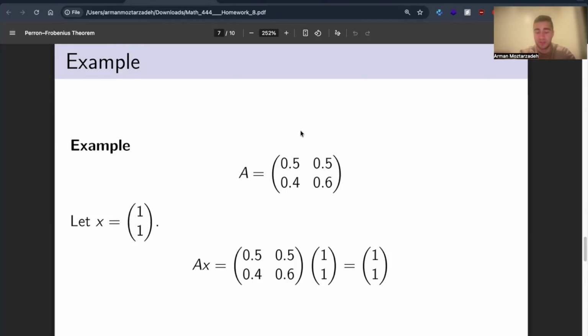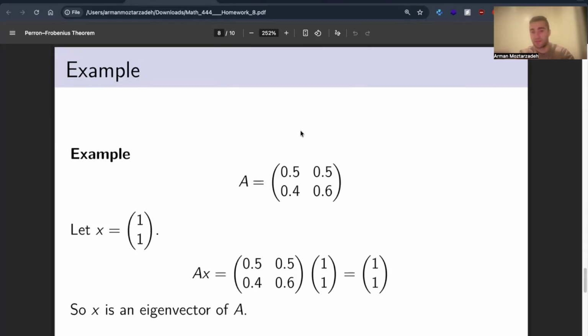In this case, we saw that the eigenvalue is exactly 1, so the vector doesn't grow or shrink. More generally, the vector might grow or shrink, but the relative proportions between its entries stay the same, which is also what defines an eigenvector.